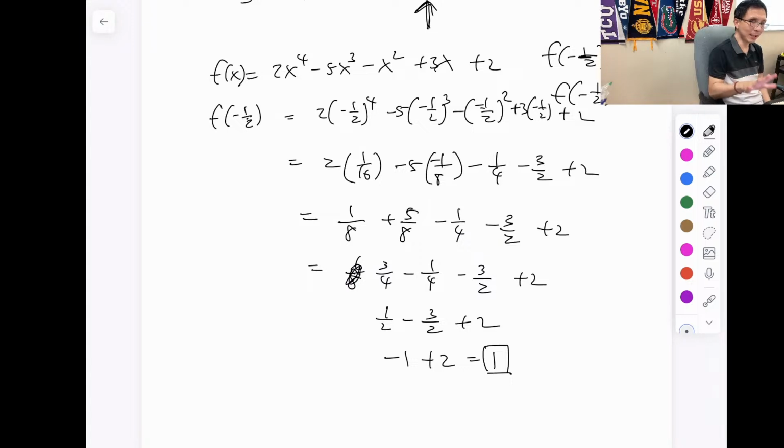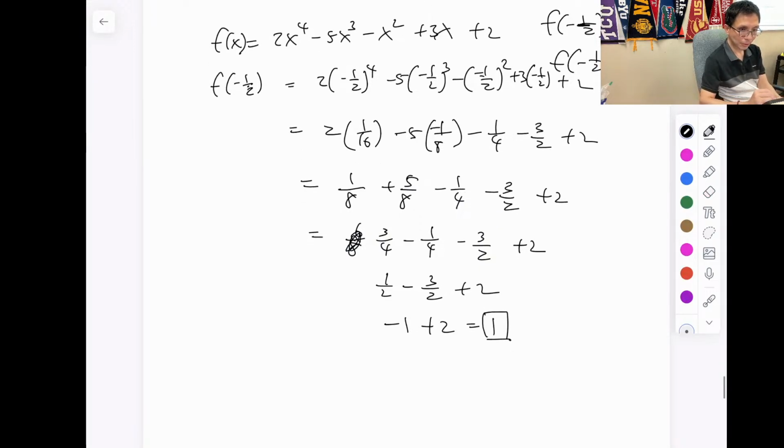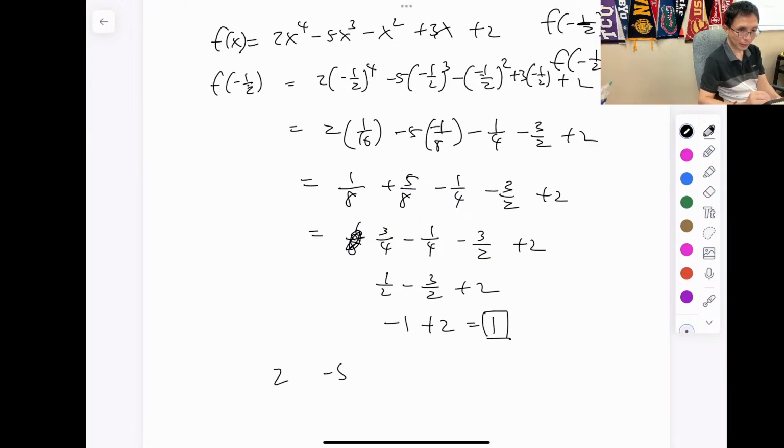No, I'm not saying you should do this all the time. I'm just saying if it's a polynomial that you want to plug into, this will be a faster way to evaluate. On the test, I will ask: use remainder theorem to evaluate f of negative 1/2. That should be a very easy question, I think anybody can get it right.